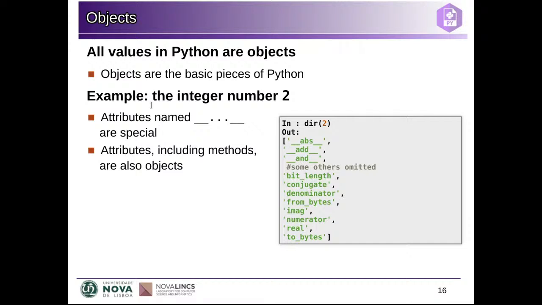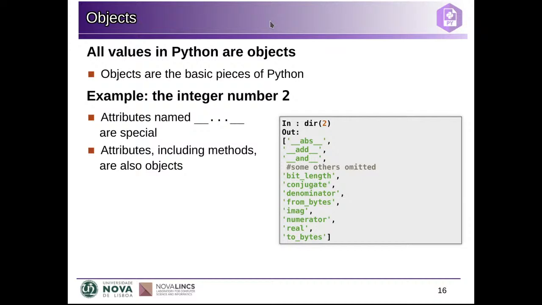If you look at the attributes of objects, some attributes start and end with two underscores. These are usually special attributes that may be reserved for the system. For example, the absolute value, the sum operator, the conjunction operator, and so on. All of these are used by the interpreter, by Python, in some situations. And then you have other methods that don't have these underscores that we can use freely if we want.